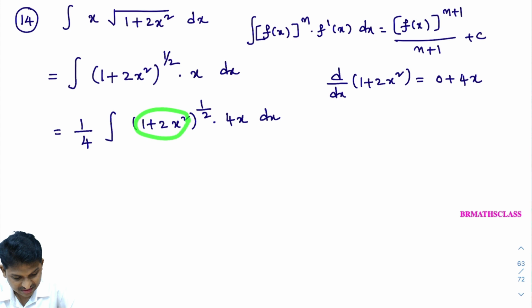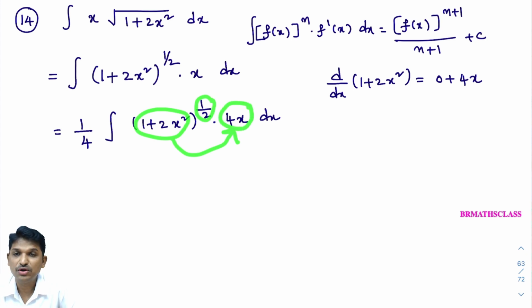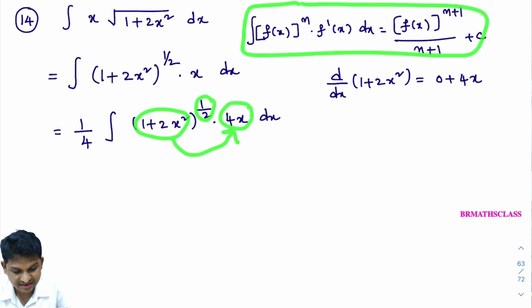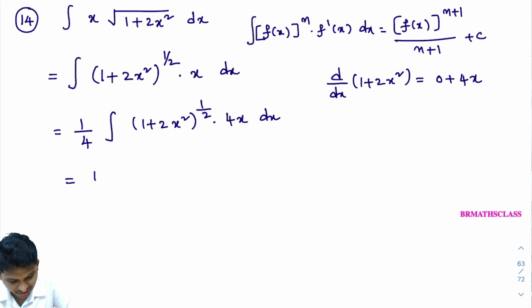This is f of x, f of x whole power n. What is the derivative of 1 plus 2x square? Derivative of 1 plus 2x square is 4x. So it is of the form integral of f of x whole power n into f dash of x dx. So can I apply this formula to this? Yes, I can apply. How to apply?